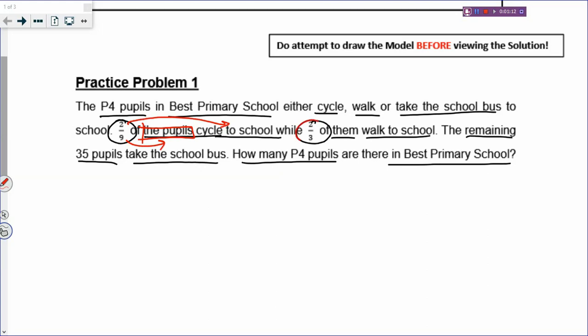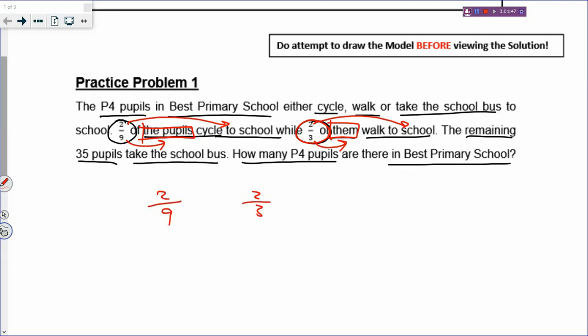And then 2/3 of them. What does this fraction generally refer to? It refers to them, which is all the pupils as well. So all of them have 3 boxes when you draw the model, and 2 boxes walk to school. Okay, if you look at these two fractions, are they both referring to the same group? You have 2/9 of the pupils, and you have 2/3 of them. The word them refers to the pupils. So these two fractions actually refer to the same group.